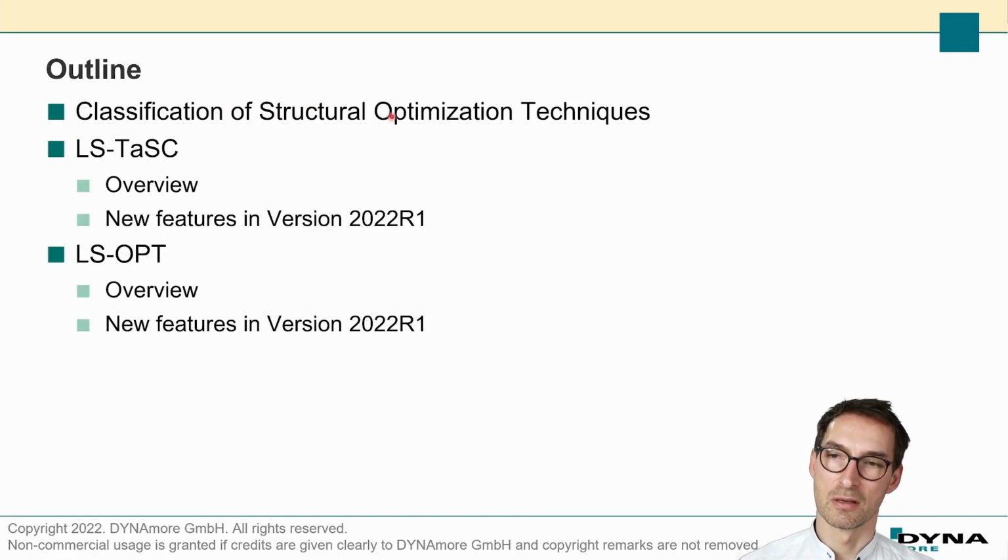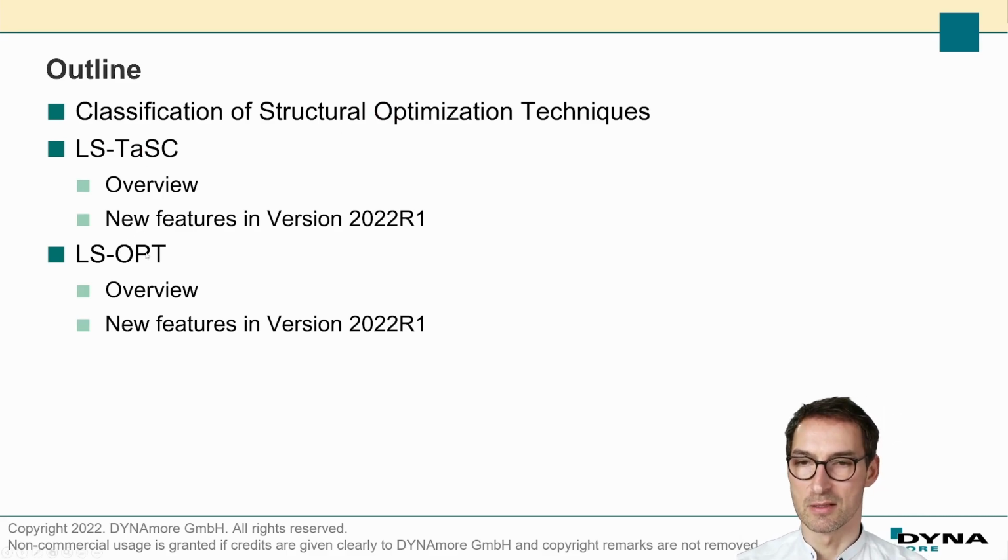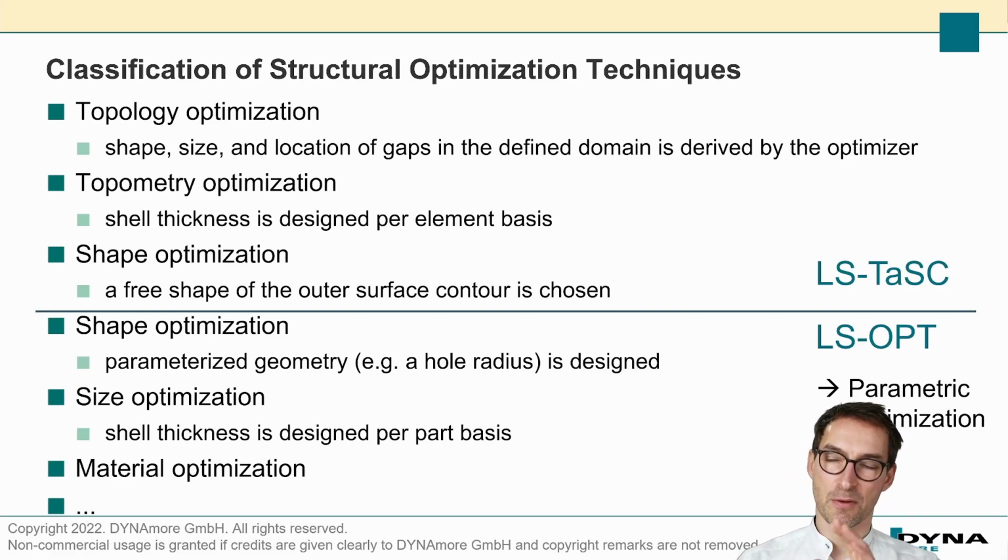First of all, I give you a general overview about optimization strategies, and then we talk about LS-TaSC, and then of course LS-OPT. First of all, we need to classify optimization. In general, there are different things we can optimize. We can optimize the topology of a structure: the shape, the size, the location of gaps. Is there a hole, no hole? Where's the material? Where's no material?